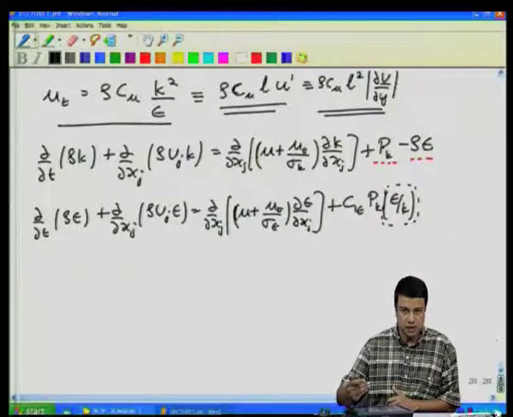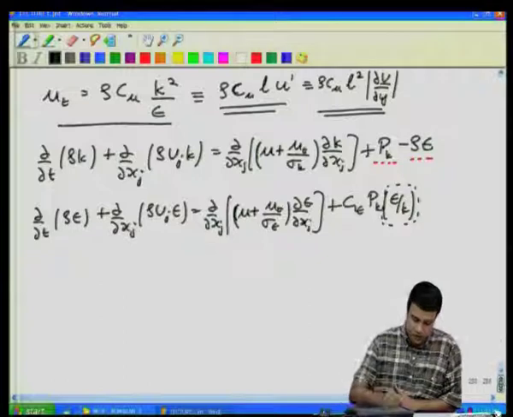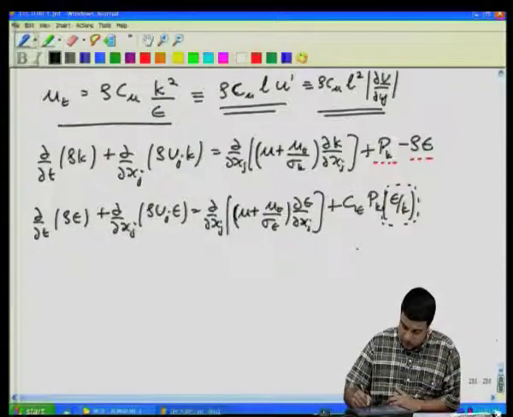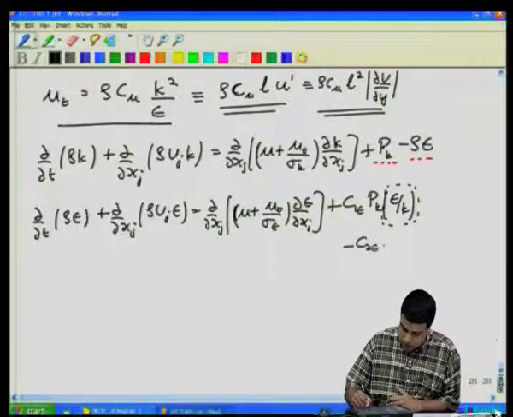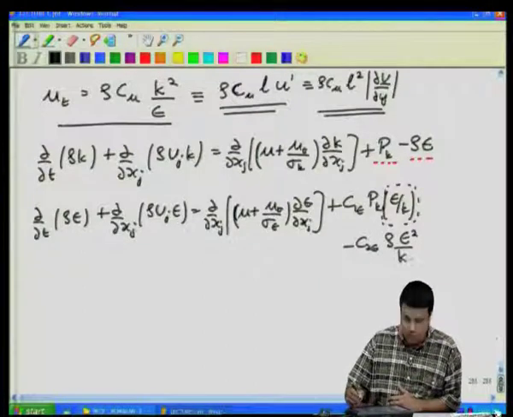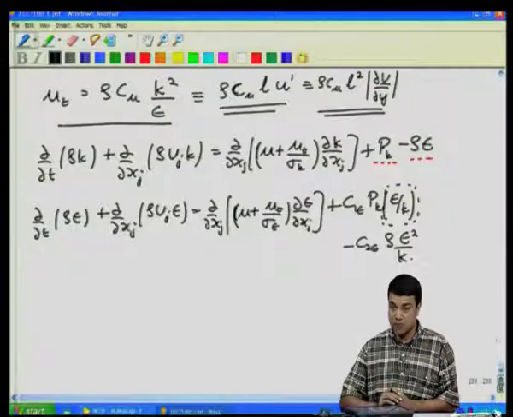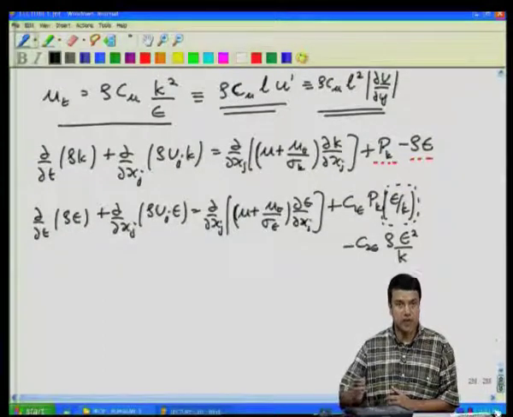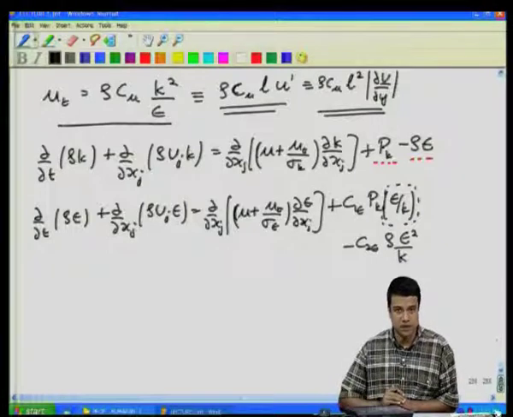mean kinetic energy to the fluctuations, and then I have a final dissipation term which goes as minus C2 epsilon times rho epsilon square by k. Okay. Once again, epsilon by k is 1 over time, it gives basically a turnover time, and epsilon divided by that time gives me the rate of change of epsilon.